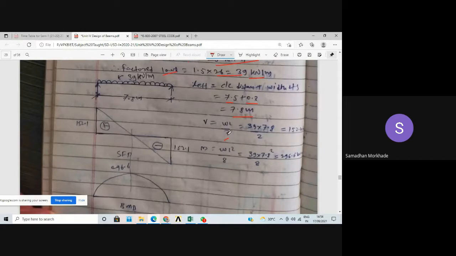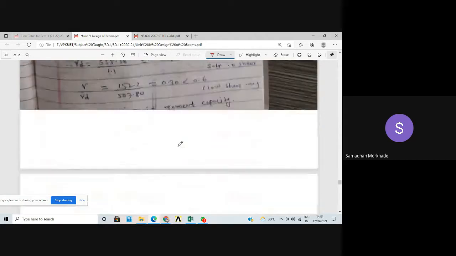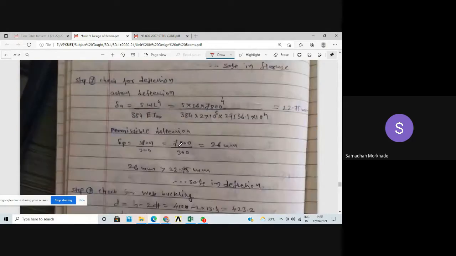So after deciding the effective span and total factored loads, the entire procedure remains the same: shear force, bending moments, and classification. Okay, so just wait. Within 10 to 15 minutes, I will discuss the design of built-up beam.